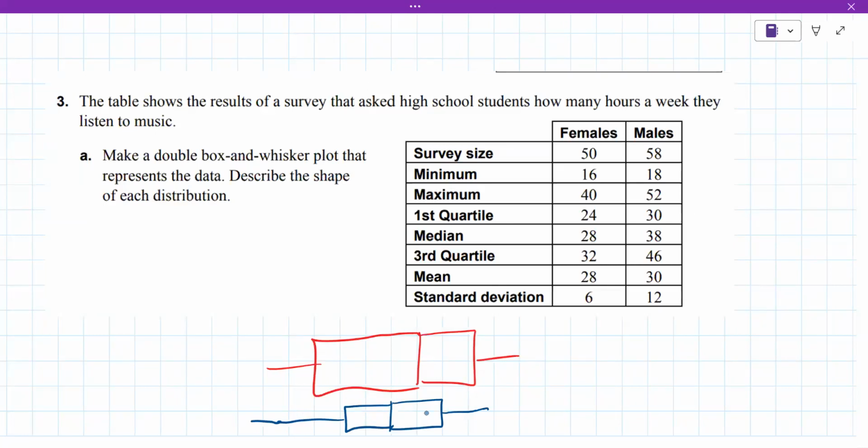Okay. So then median is 20. And I agree, I think they're symmetric the way you've drawn it. And then third quartile is 32. And first quartile is 24.